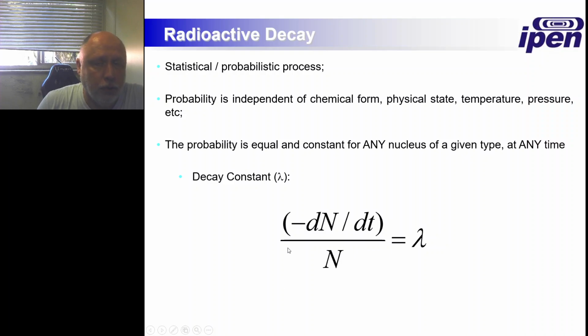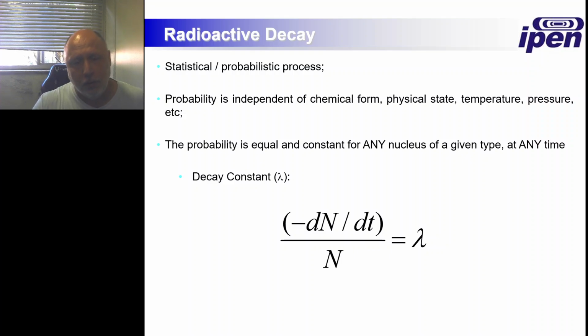So what is written here, if you're not familiar with differential equations, is that the ratio of the number of nuclei that decay in a given amount of time divided by the total number is constant, right? As I told you, half of them will decay after some time.